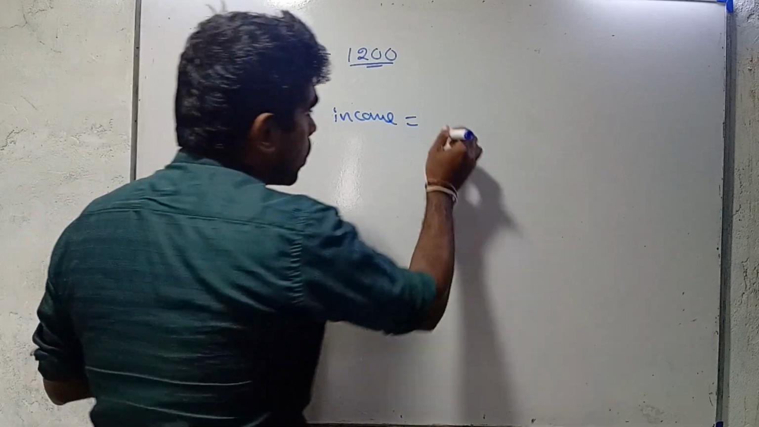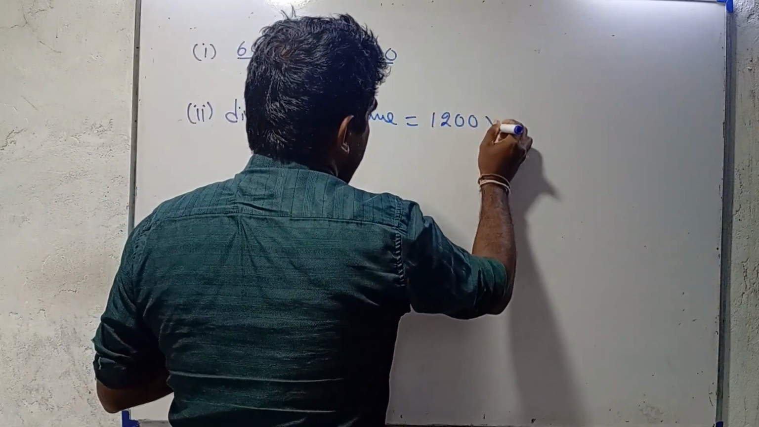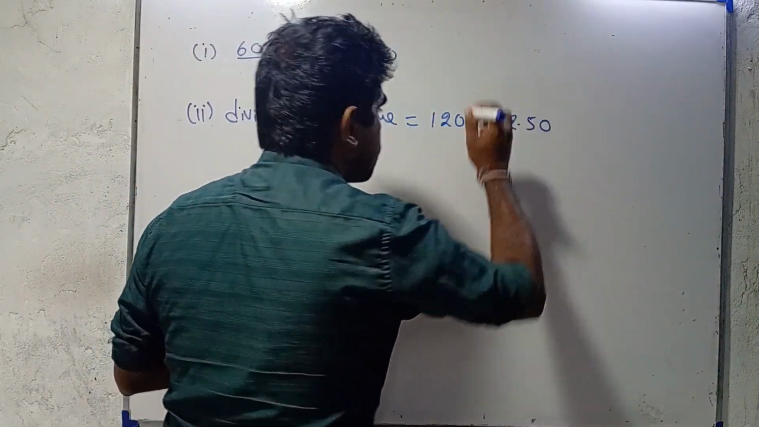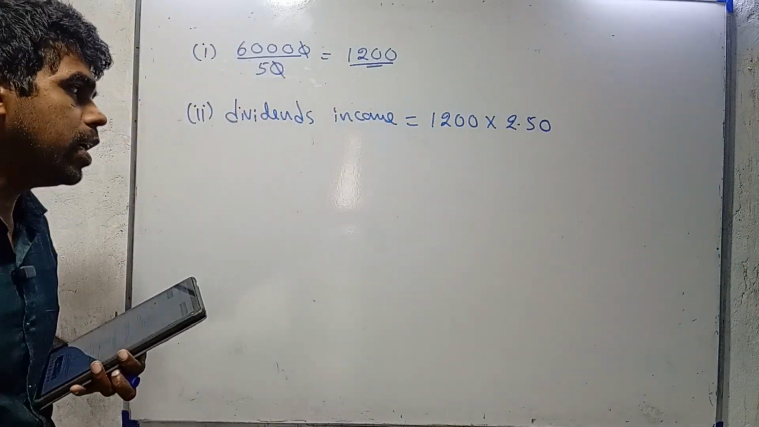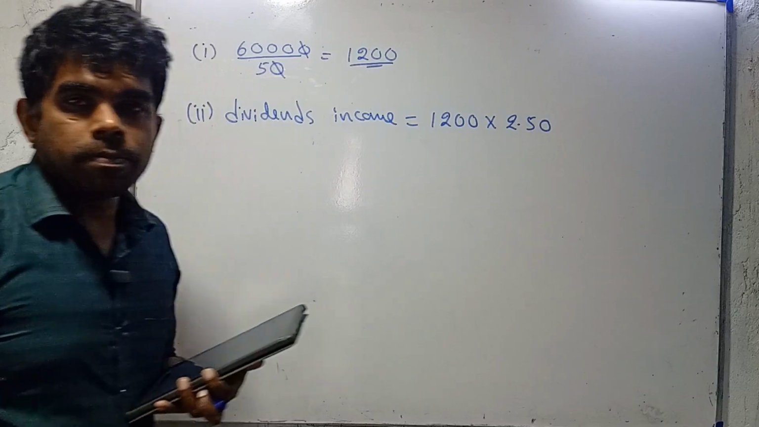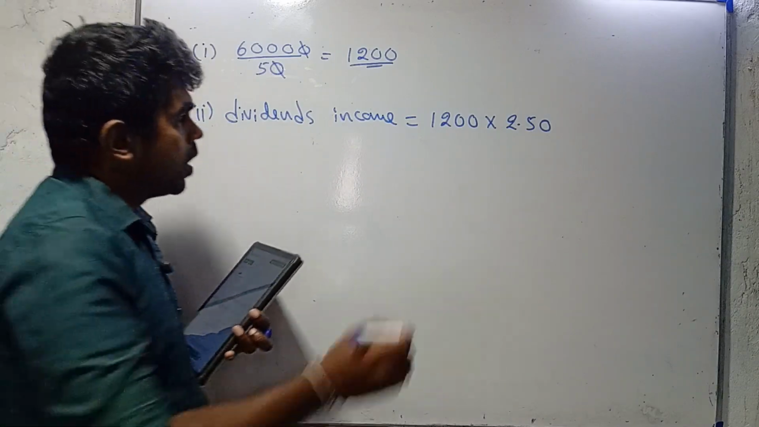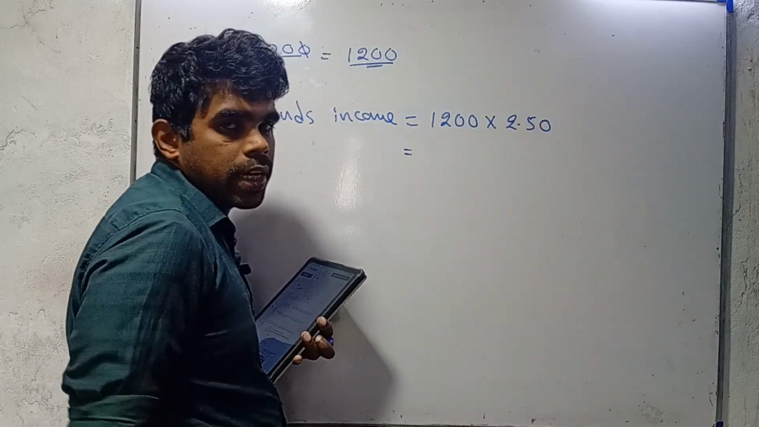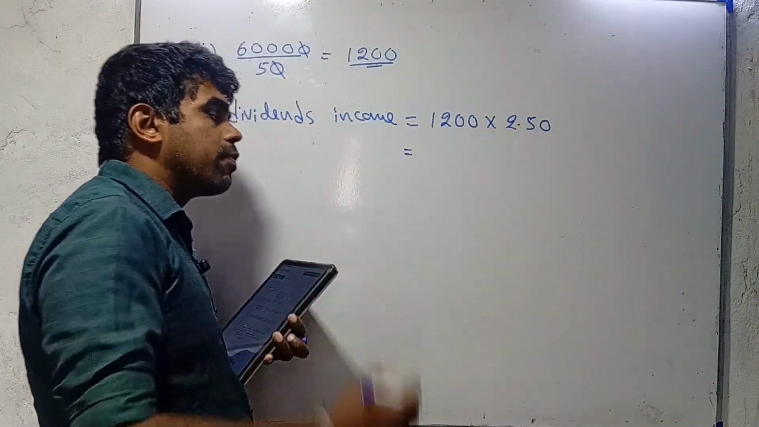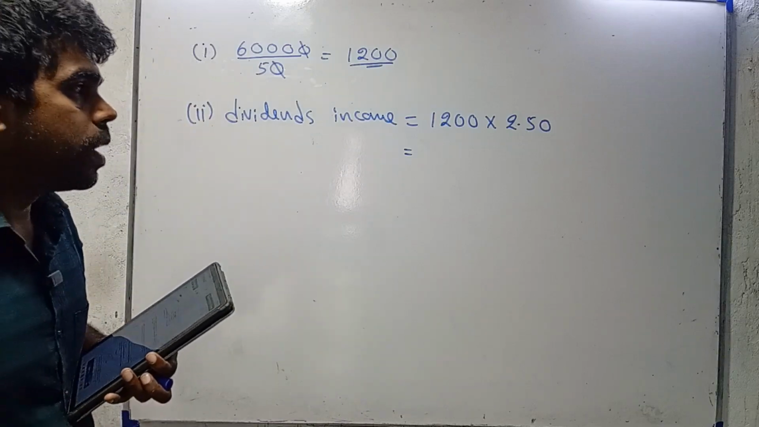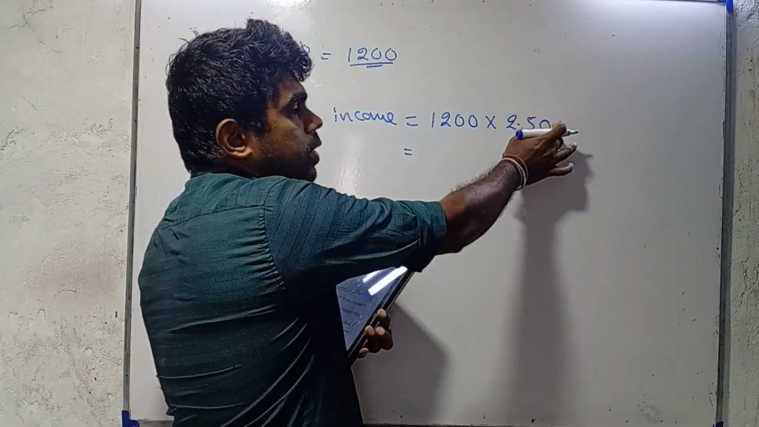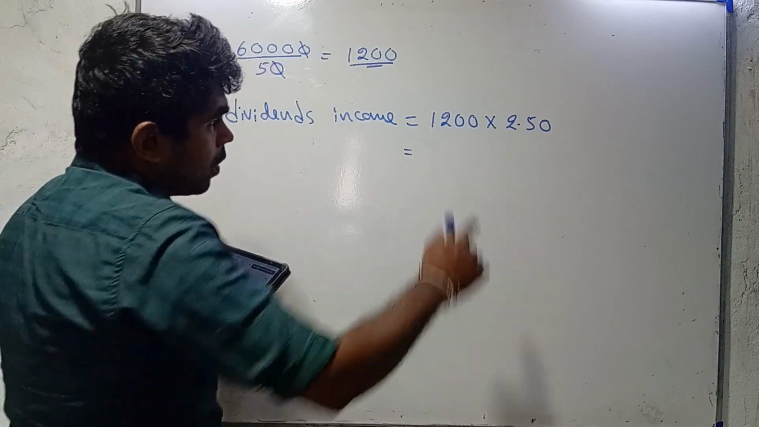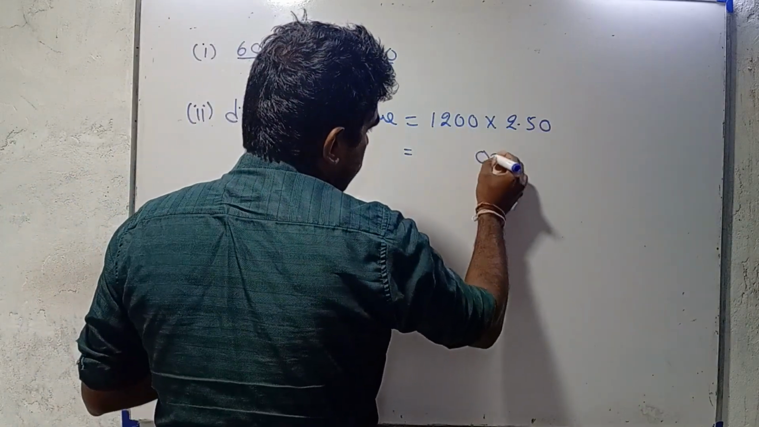There are 1,200 shares and the company pays 2 rupees and 50 cents per share. We have to multiply the number of shares and the dividend per share. We multiply without considering decimal places, and then finally we separate 2 decimal places from the answer. There are 3 zeros.